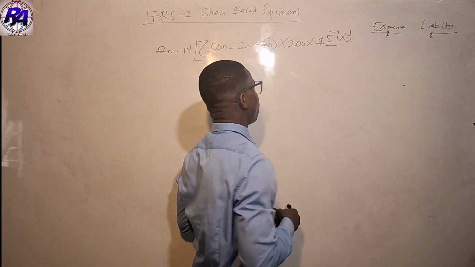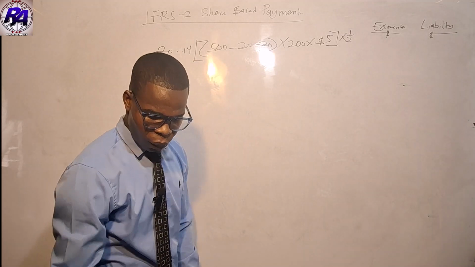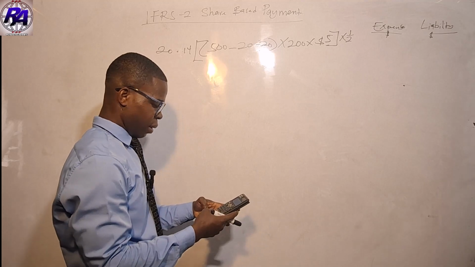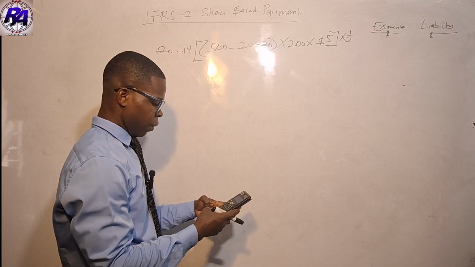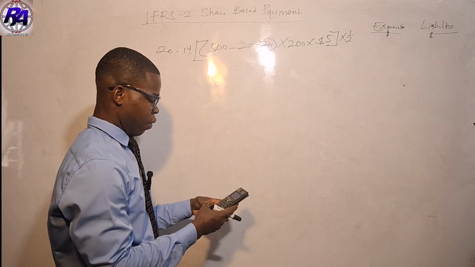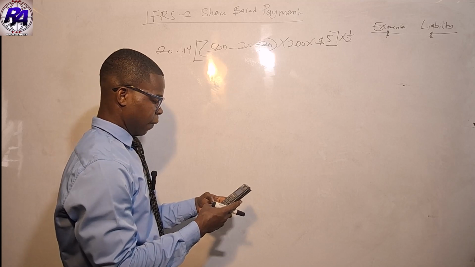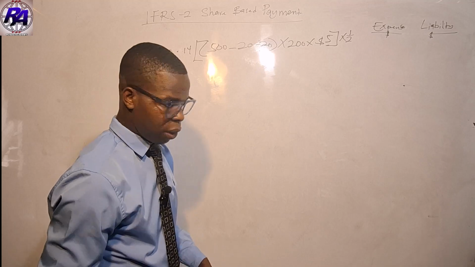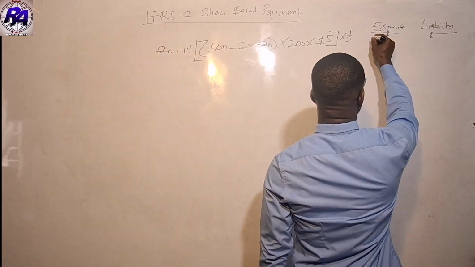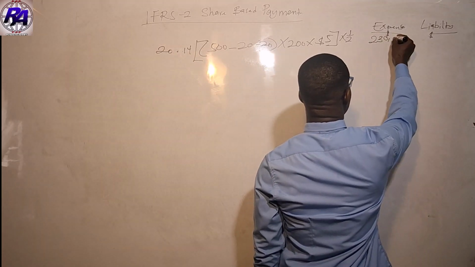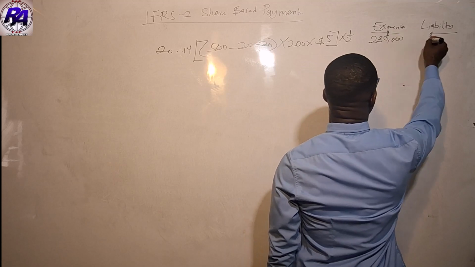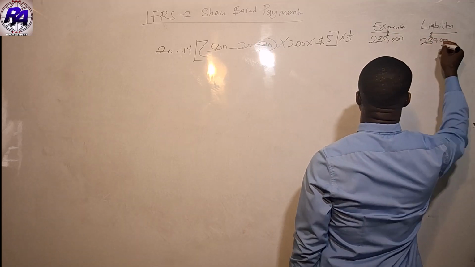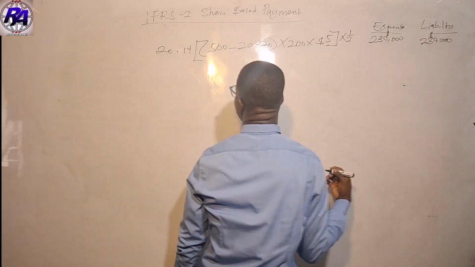So let's look at the first computation. The first computation is going to give us 500 minus 20 minus 20. That's 460 times 200 times 5. We multiply this by 1/2, and that's giving us 230,000 for both expenses and liabilities. Okay. Then we can quickly look at the second year, which is 2015.